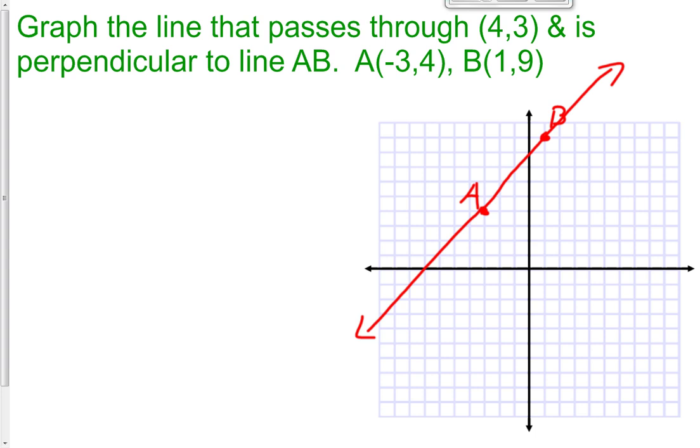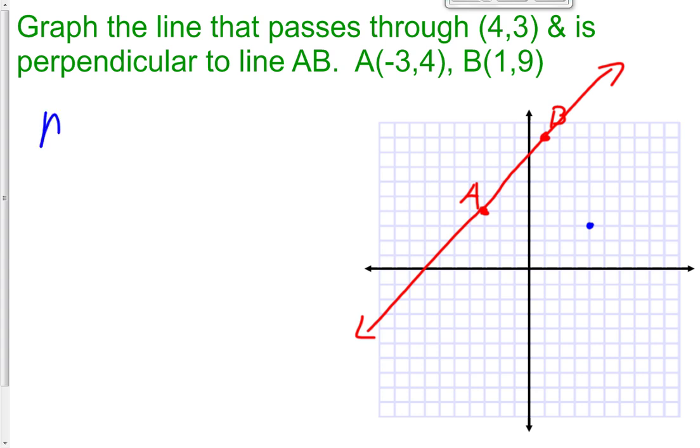So we want to graph a line that passes through 4, 3 and is perpendicular. So if it's 4, 3, right 1, 2, 3, 4, up 1, 2, 3. So here is that point 4, 3, and I want a perpendicular line. So right now I want you to picture, you don't have to draw this, kind of a line going like this that forms a 90-degree angle with the red line AB. So the way to do that is to find the slope of AB and then graph the perpendicular slope.